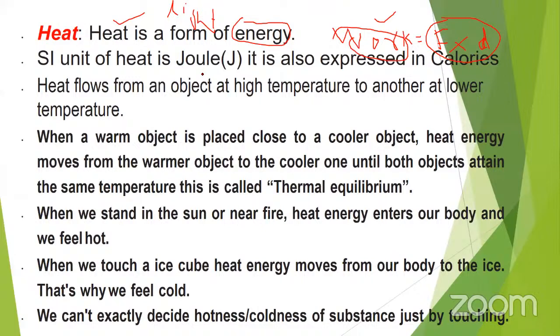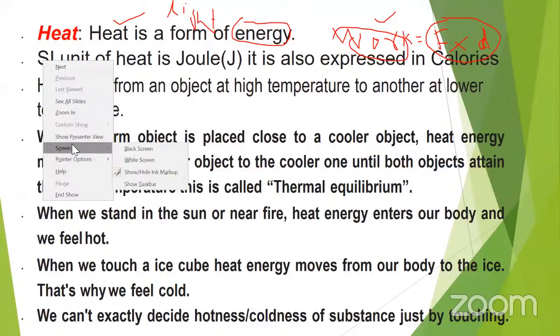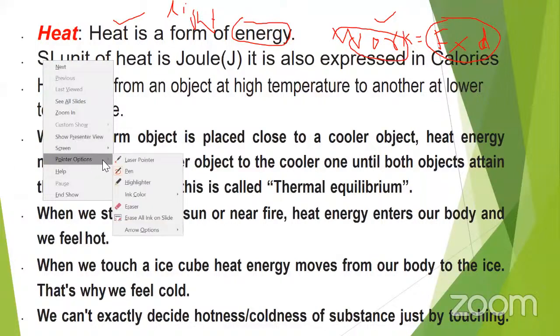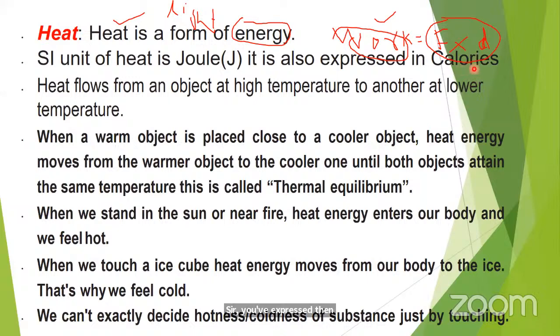SI unit of heat is joule. We measure heat in joules. It is also expressed in energy units. As it is energy, we also express that in calories. But this heat energy flows from an object at high temperature to another at low temperature.